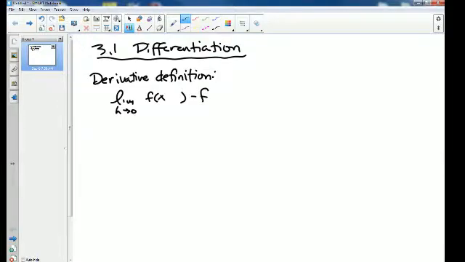Plus h minus, there you go, over h. Okay, there's one. What's the other one? The limit as x approaches a of f of x minus f of a over x minus a. Okay, you have to know those.